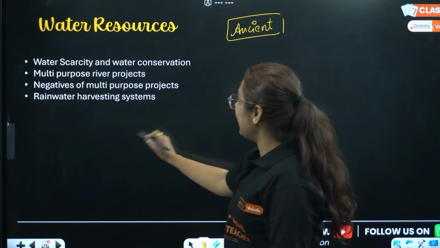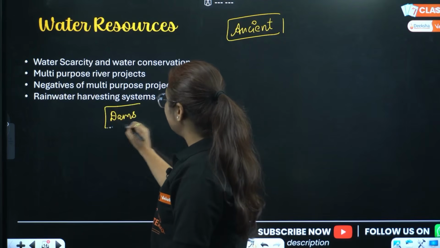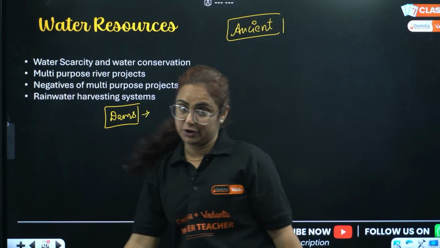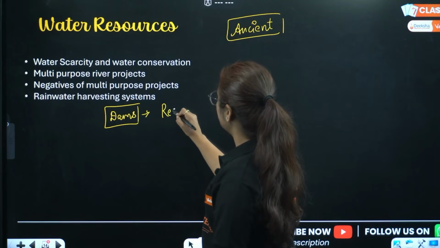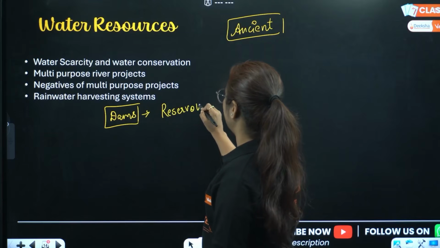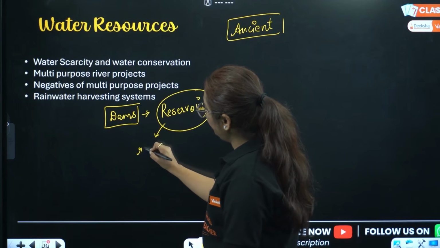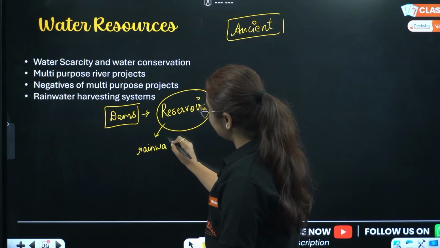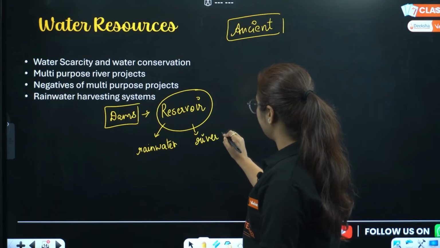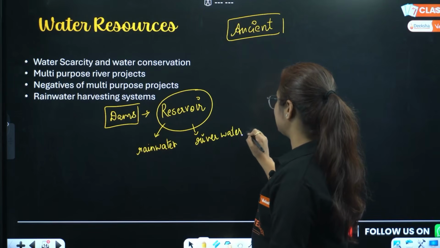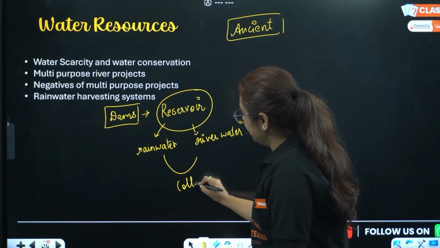So I'll start this with dams, right? What are dams? Dams are basically, pay attention, dams are basically reservoirs where something is being reserved. What is reserved, beta? The excess of rainwater, as well as the river water that causes floodplains, etc. Whenever there is excess, it collects it.